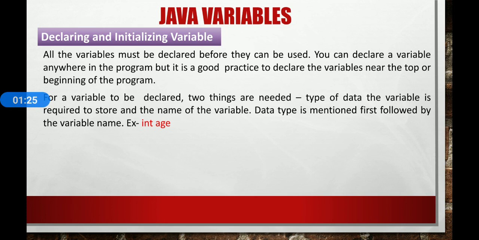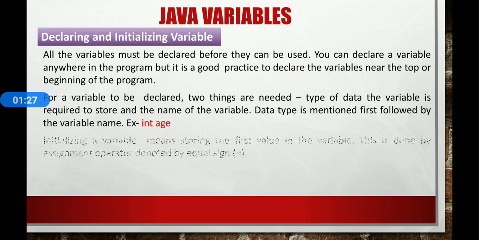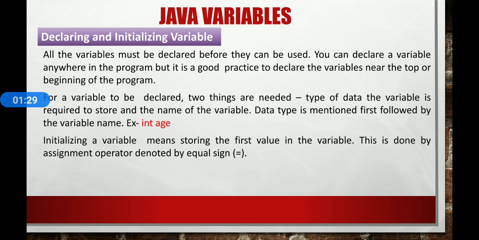For example, int age. Here, int is a numeric type which the variable age should store. When you declare a variable, Java reserves a memory location of sufficient size to store the value. You shall learn about the data types in detail in the coming videos. Variables of the same type can be declared together, like int age, distance, speed.